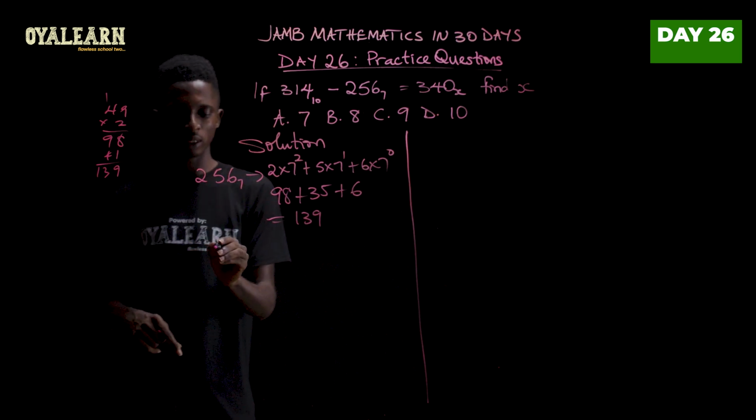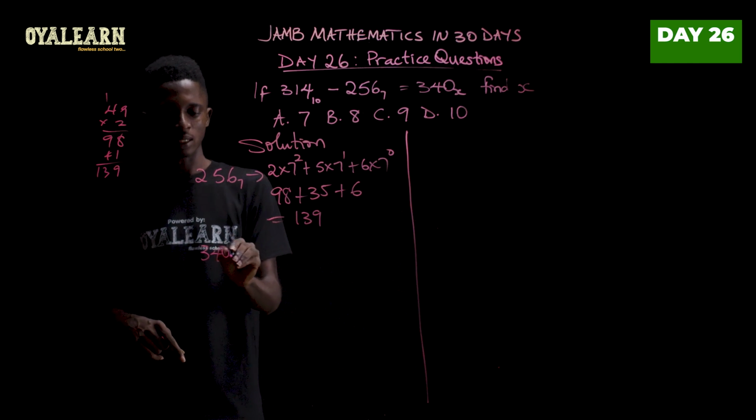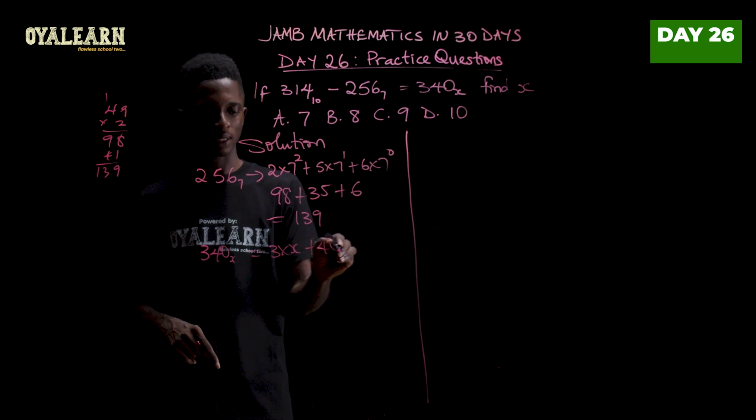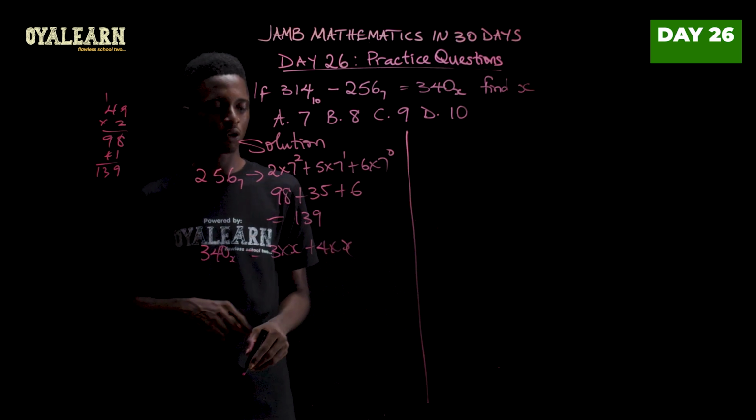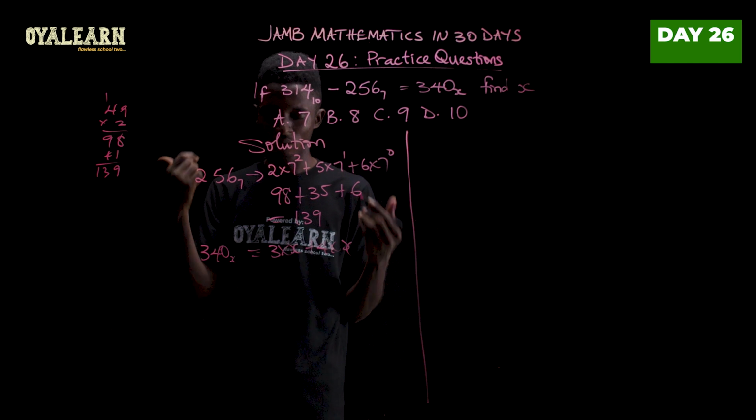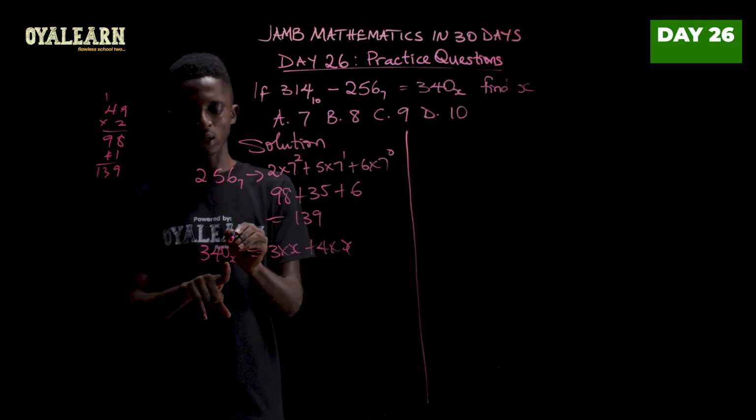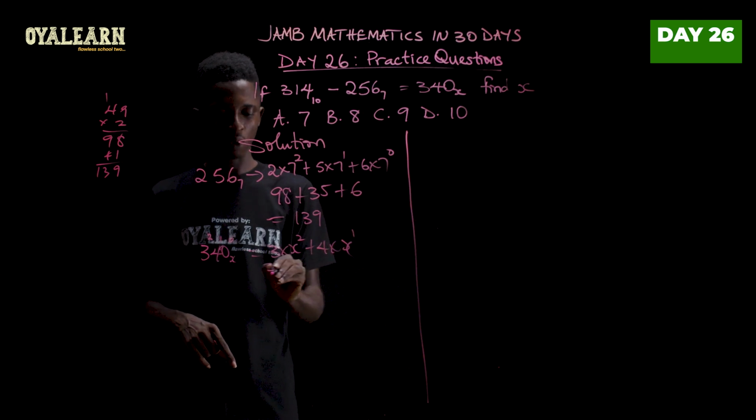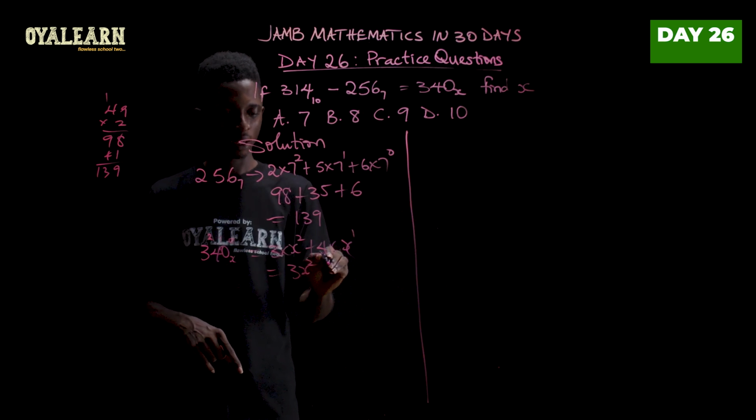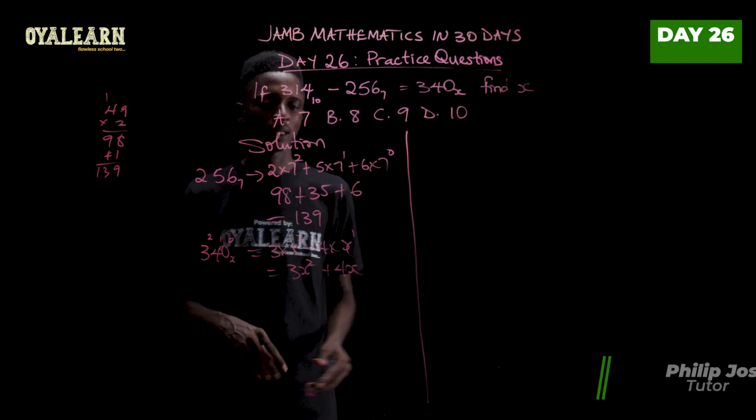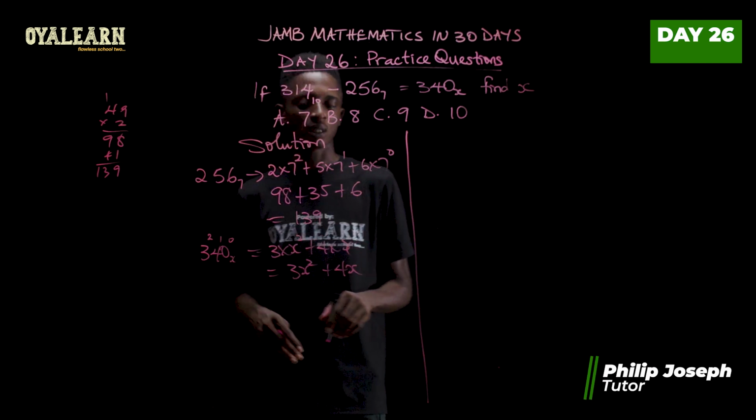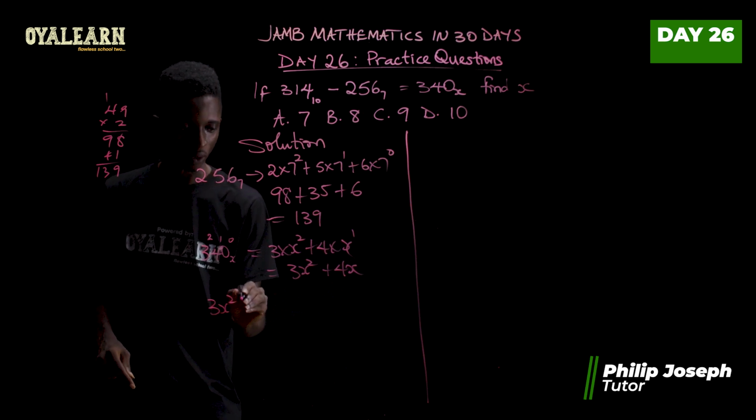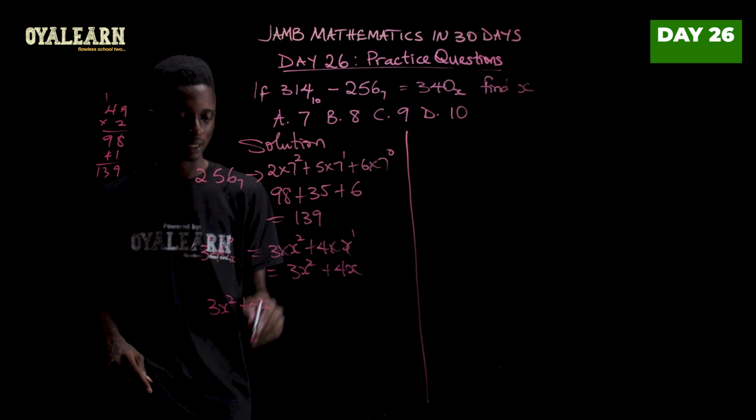And then this would be 340 base x will now be 3 times x plus 4 times x. You can ignore this 0, because 0 times anything is still 0. So this will be the one carrying power of 0. So this is 1 and 2. So this will be 2, 1. So what we have here is 3x squared plus 4x. Now let's put everything together, starting with the right hand side.